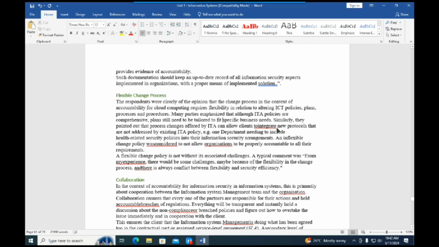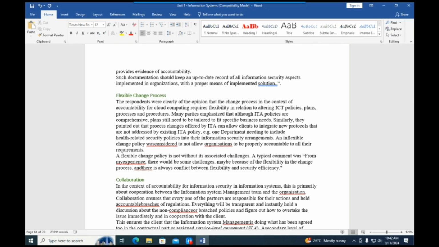So they also point out that the changes that ITA gives are able to allow clients to actually integrate some new protocols that have not been addressed in the already existing ITA policies as the information security arrangement is done.